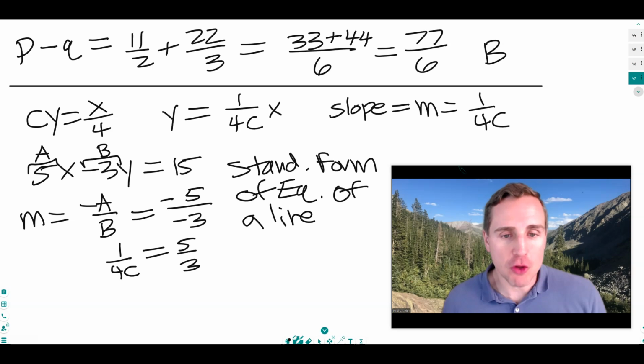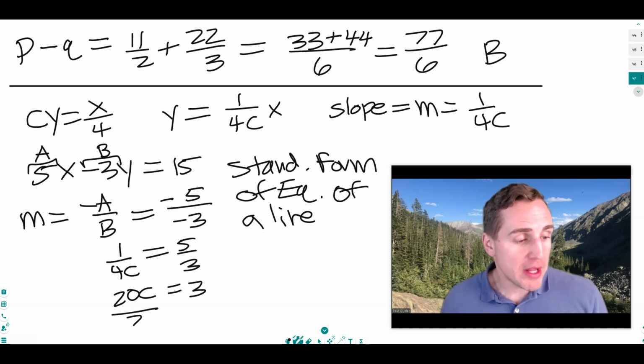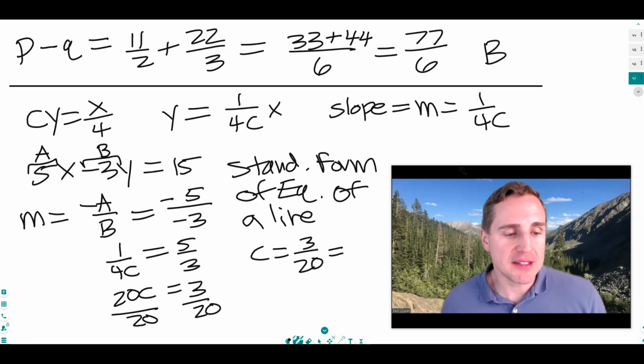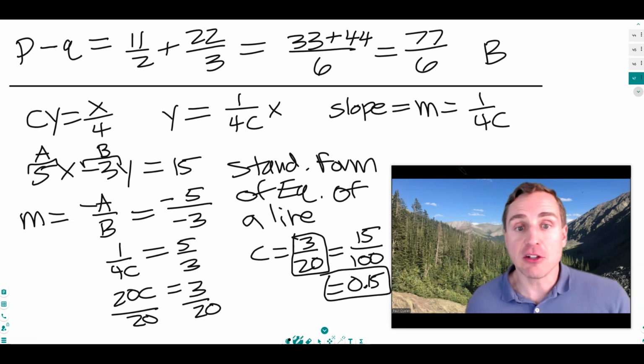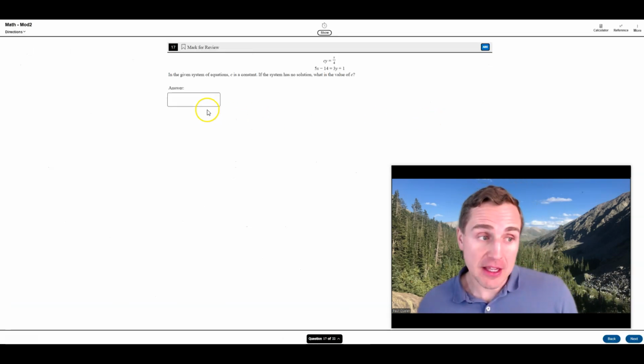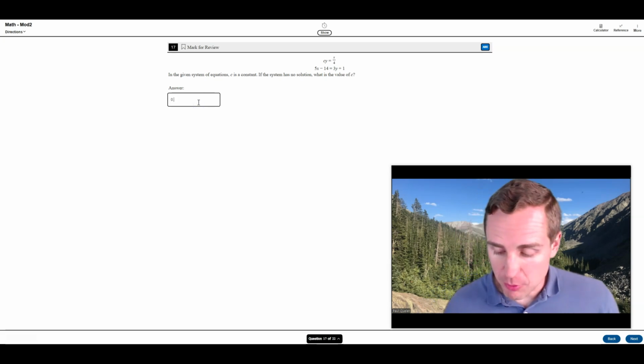So then let's cross multiply this. 4c times 5 is 20c, and that's equal to 3. So then by dividing by 20, c is equal to 3/20. Now 3/20 is the same thing as 15 over 100. So we could put 0.15 or we could put 3 over 20. Either way, it is a fill-in, so we can put 0.15.